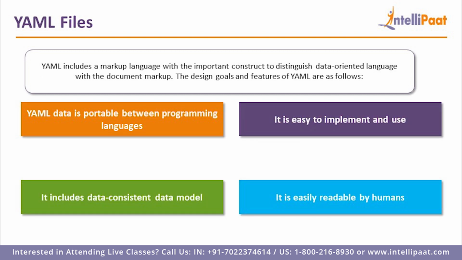Now YAML includes a markup language with important constructs to distinguish a data-oriented language from a document markup language. The design goals and features of YAML are very straightforward. YAML data is portable between programming languages, so you can take a YAML file from here to there. It is basically a subset of JSON. It is mostly used for giving out configurations and information related to configurations. So it is a very portable kind of information that you can pass on between different programming languages. There is very much ease of implementation and usage. It is very easy to type up. It's not that difficult.